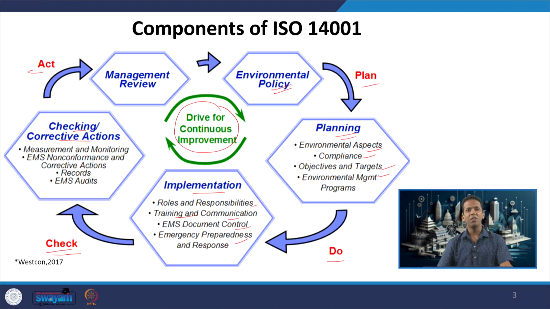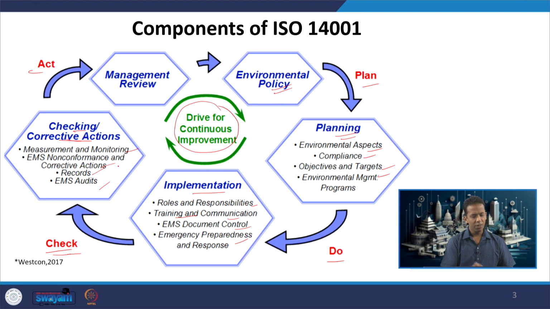So, after the implementation stage, when we do the checking and corrective action, it involves a lot of measuring and monitoring. You do measurements for air emission, water wastage, water discharge, the amount of solid waste generated from the company. All those measurements are continuously monitored, followed by EMS non-conformance and corrective actions. If it is in compliance and aligning with the goals set by the EMS, then it is fine. If not, there is a need for corrective action, and whatever these measurements and monitoring are, we need to keep a record of it.